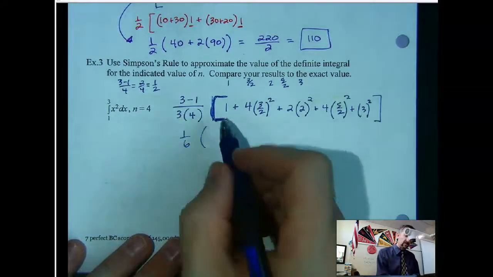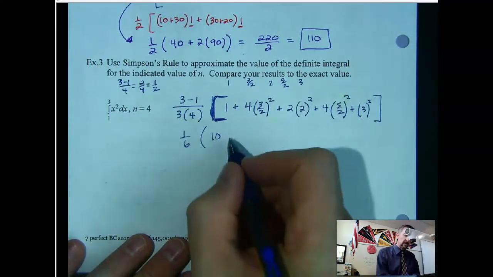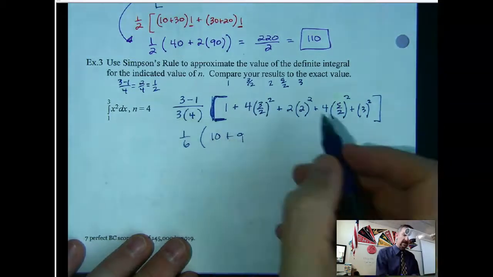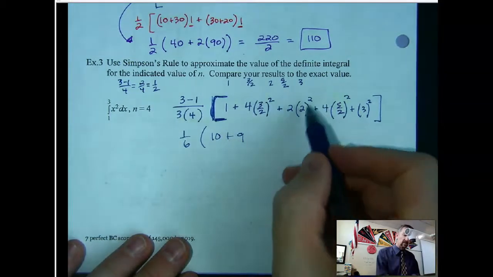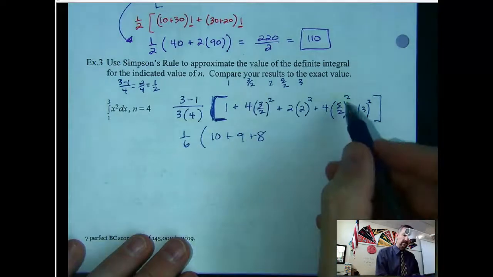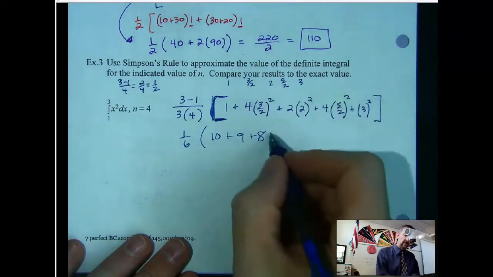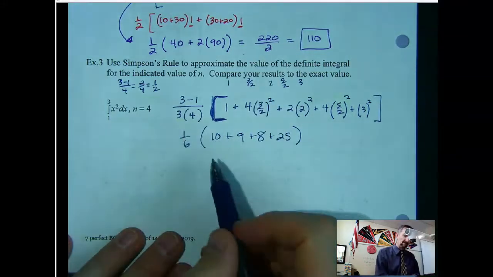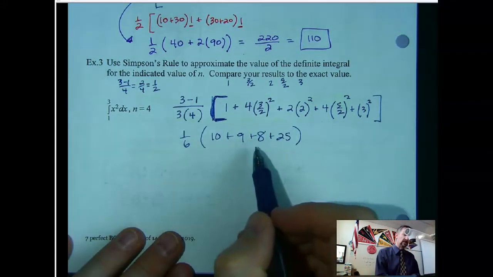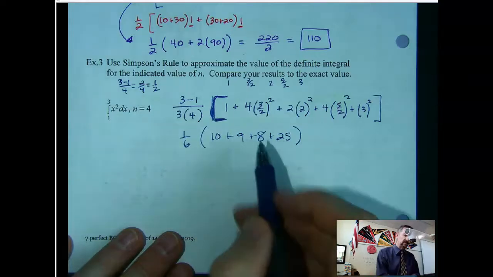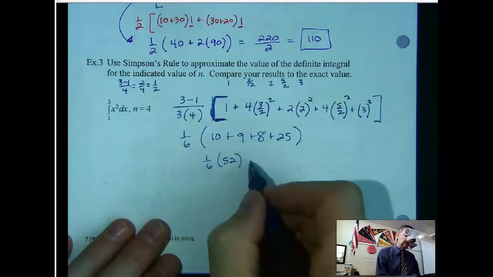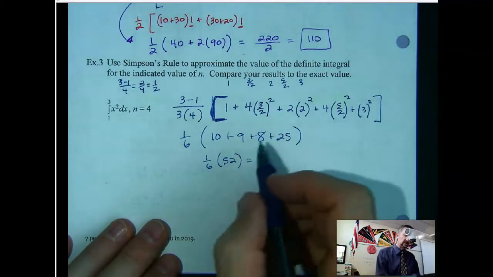And then in here, that's going to be 9 plus 1 is 10. And here, squared, that's going to be 9 over 4, so that's going to be 9. And here, 4, that's 8. And square that, that's 25. The 4's cancel out, and I already did the 9. So, okay, that's going to be 17, 27, 52. So 1/6 of 52 is going to be 26 over 3.